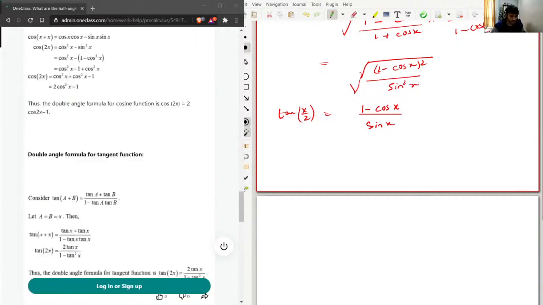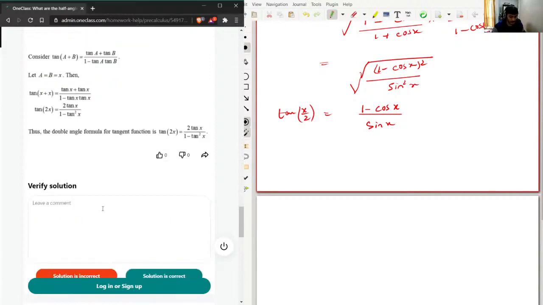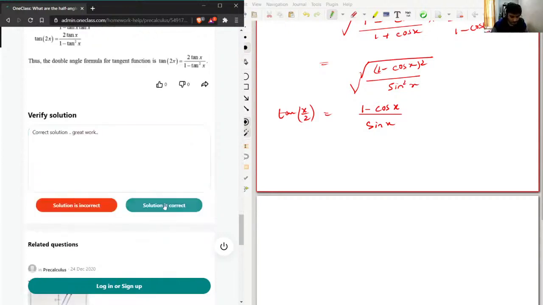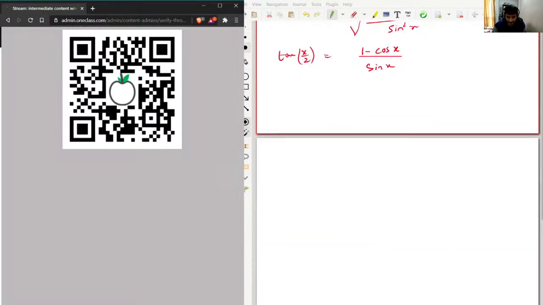This was a very lengthy question, seriously. I'll just write the correct solution and move ahead. Correct solution. Great work. This was question 6.